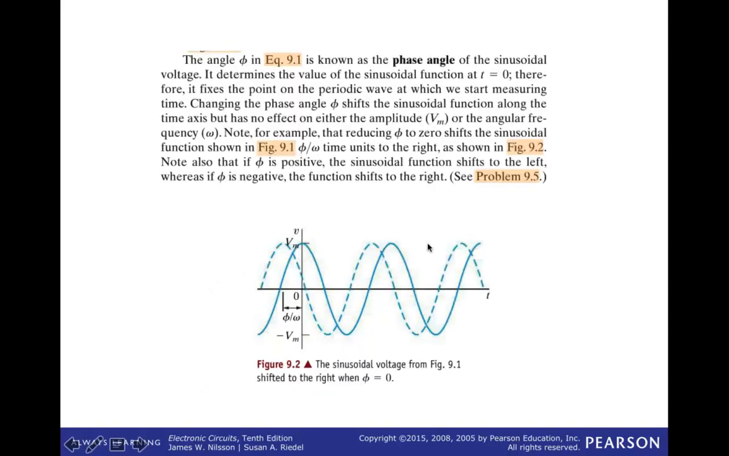This figure illustrates what happens if the phase angle is changed. So notice if the phase angle is changed from some value phi to 0, the curve shifts to the right. So as the phase angle decreases, or if phi is positive, the sinusoidal function will shift to the left. If phi is negative, the function will shift to the right.